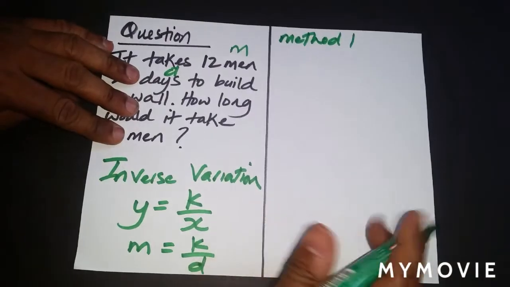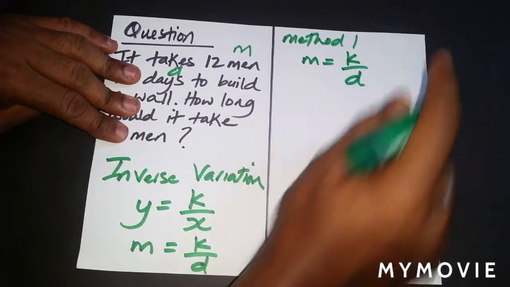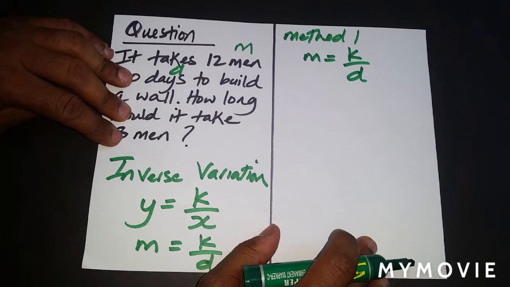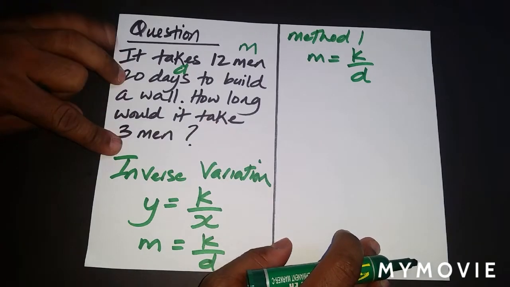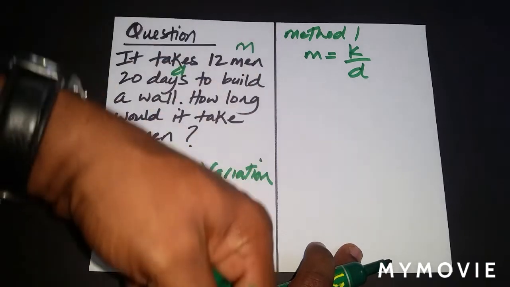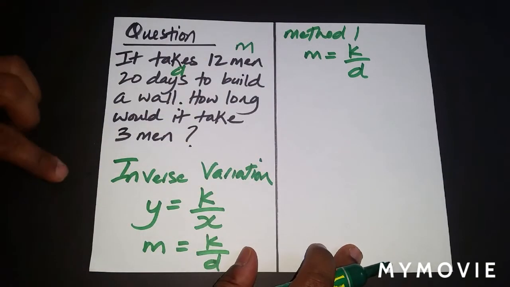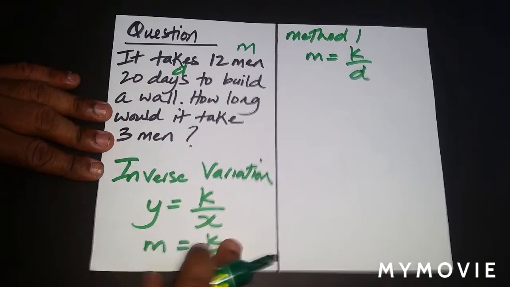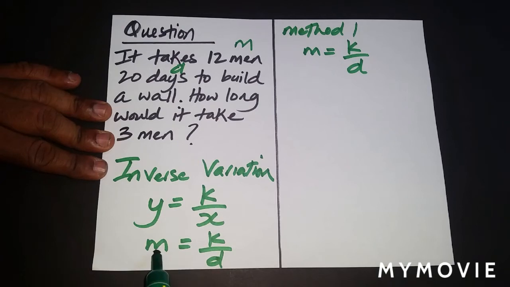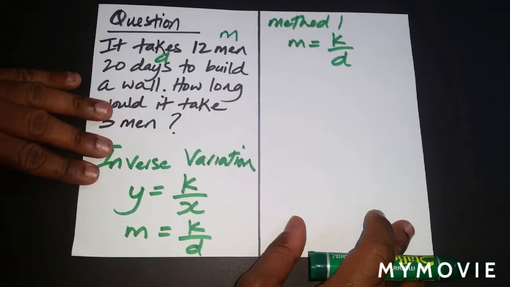All right, so again, we have this formula that we're working with, and we just replace y and x with m and d. So again, this is inverse variation because the more men you have, the less time it takes to build a wall. And the less men you have, the more time it takes to build a wall. So it's y equals k over x, and we're just replacing the y and x with m and d. It doesn't matter whether I put d here or m here. The final answer should be the same. So you don't have to worry too much about that.